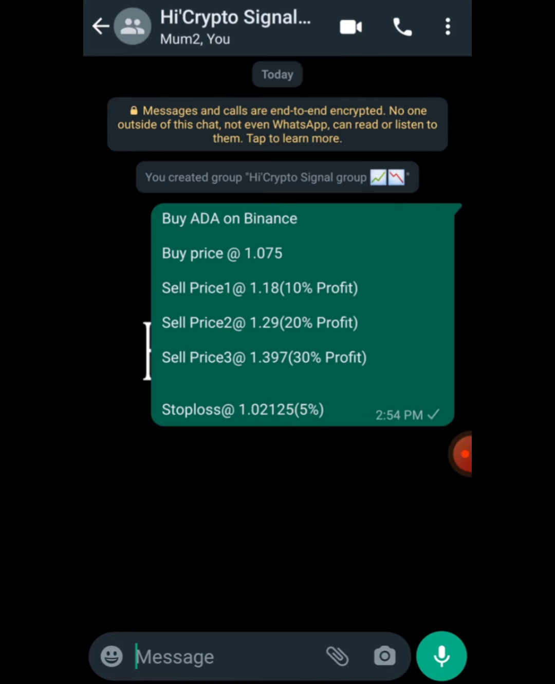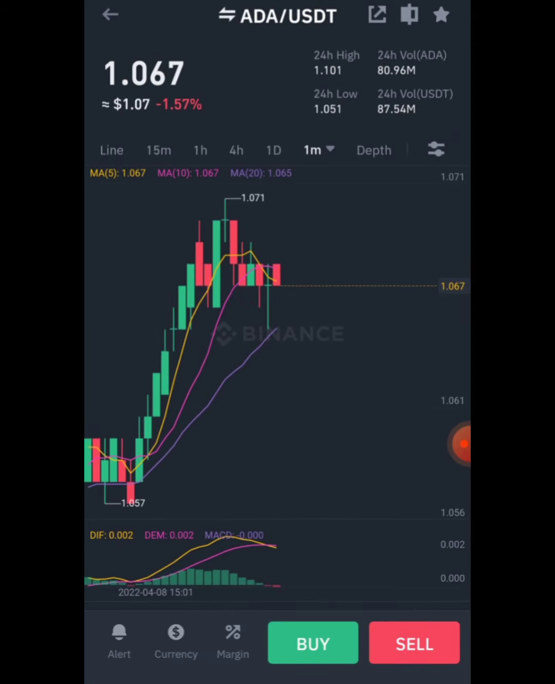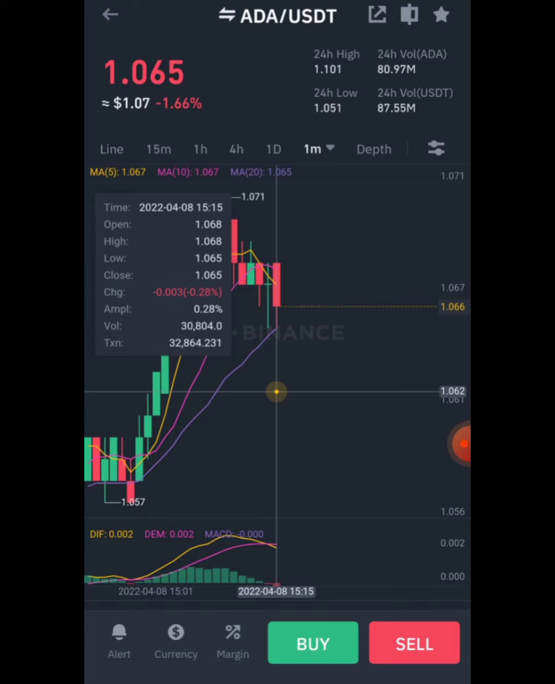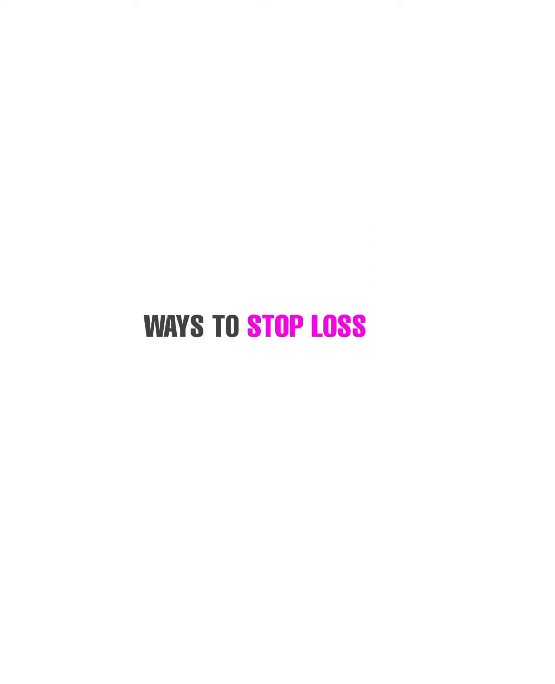Now we want to know how to use our stop loss. In any coin you buy, there's always a fluctuation. Maybe the market starts dropping and you are scared of losing money. So look, the market is going up, going down, going up, going down, and you are scared of losing money. I will show you a way to use stop loss now.